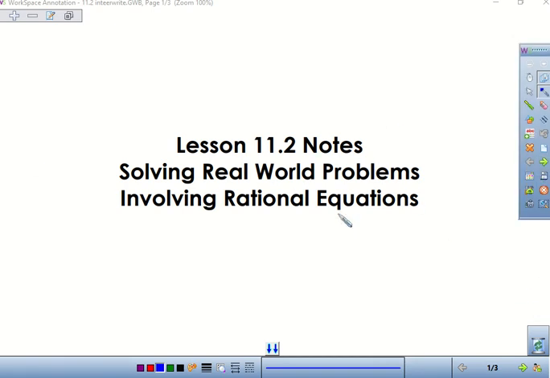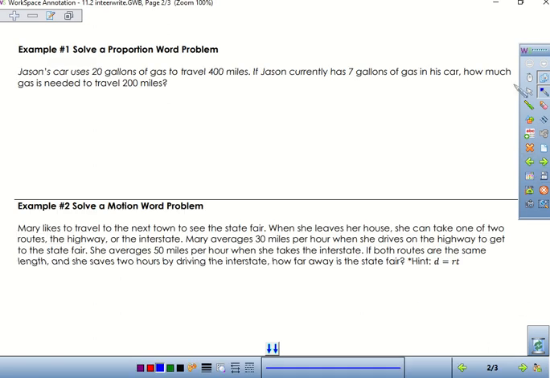Alright, so today we're going to be doing 11.2, which is solving real-world problems involving rational equations. First one we're going to look at, we're going to logic our way through it here. We're writing out a lot of rates and stuff. There's a lot of geometry setting up like you're doing geometry. You'll see. So it says Jason uses 20 gallons of gas to travel 400 miles.